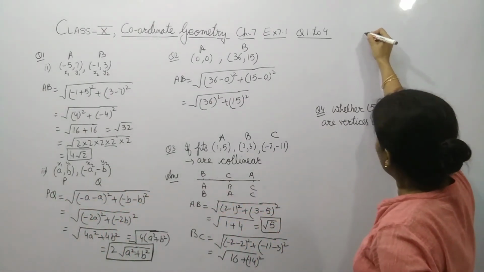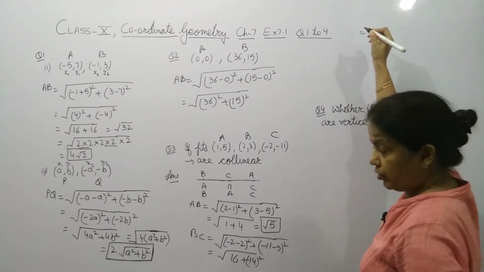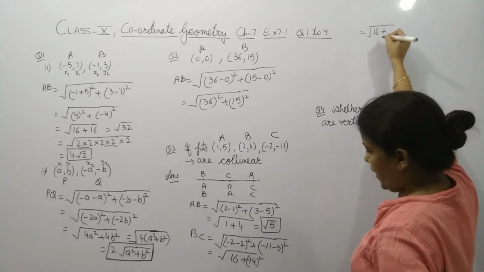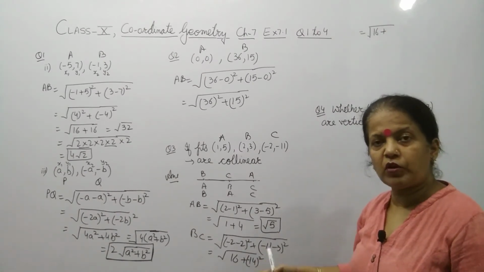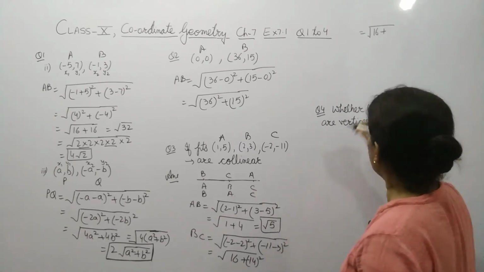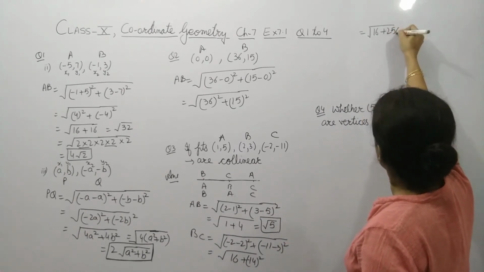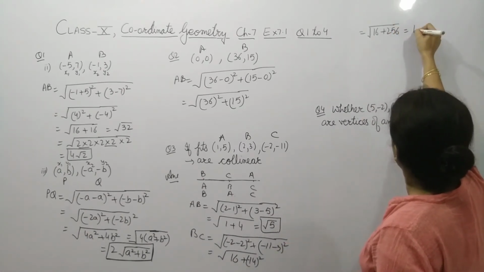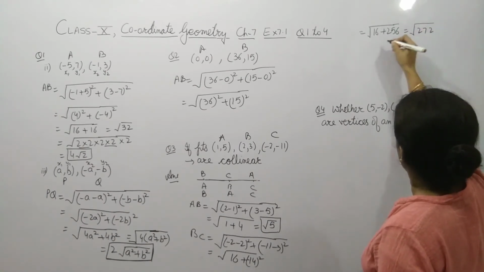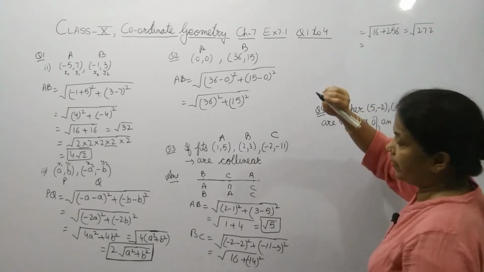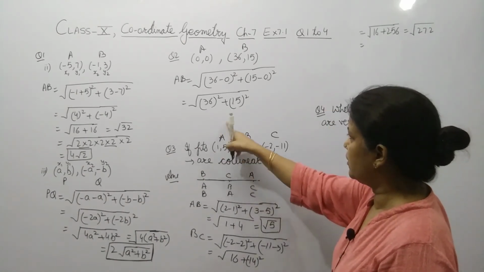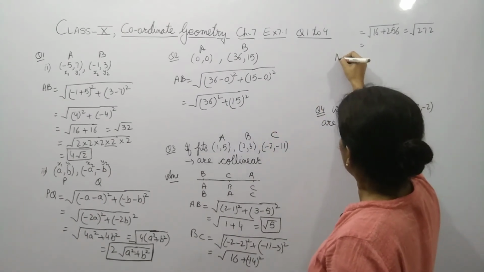This will be how much? 16 plus minus 14 whole square. Minus 14 whole square will be 256. आप इसके factors बना लेंगे. Okay, and then we have to find out the distance between AC.